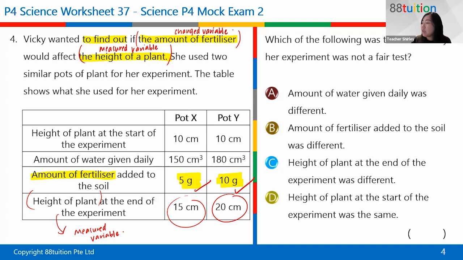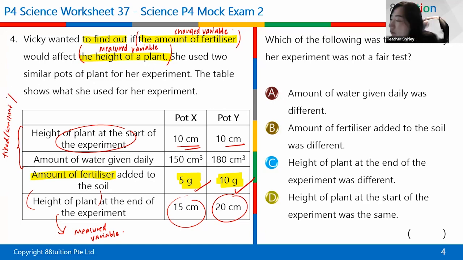And then after that, when you have your height of the plant at the start, that is fair also because both of them are the same. So by right, these 2 should be your fixed, or another term for fixed is actually your constant variable. They are not supposed to change. Or another term that some people might use would be your unchanged variable. So these are the things that you should not be changing, because the only thing that you should be changing is the amount of fertilizer. And of course, the results might change depending on your change variable.